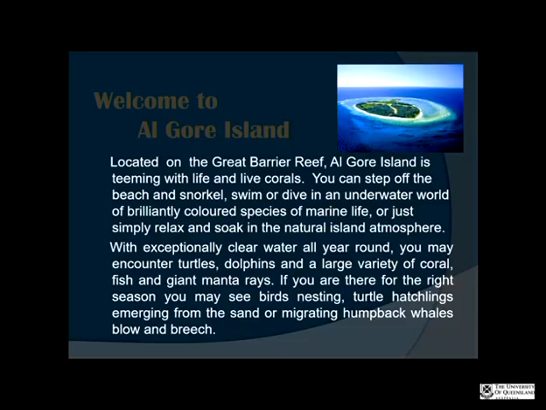Okay, this is my beautiful Al Gore Island. I think on a Friday afternoon we could all do with thinking about Al Gore Island. Located on the Great Barrier Reef, Al Gore Island is teeming with life and live corals. You can step off the beach and snorkel, swim or dive in an underwater world of brilliantly coloured species of marine life, or just simply relax and soak in the natural island atmosphere. With exceptionally clear water all year round, you may encounter turtles, dolphins, and a large variety of coral, fish, and giant manta rays. If you're there for the right season, you may see birds nesting, turtle hatchings emerging from the sand, or migrating humpback whales blow and breach.